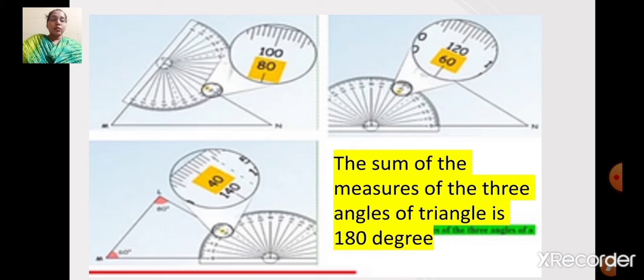Okay, children? So which is the first property? The sum of the measures of the three angles of a triangle is 180 degree. So here if you add 80 degree, 60 degree and 40 degree, you will get the answer as 180 degree. There is no such triangle whose sum is less than 180 degree or more than 180 degree. It should always be 180 degree. So this is the property we have learned today. The sum of the measures of the three angles of a triangle is 180 degree. Is it clear, children? This is the first property.